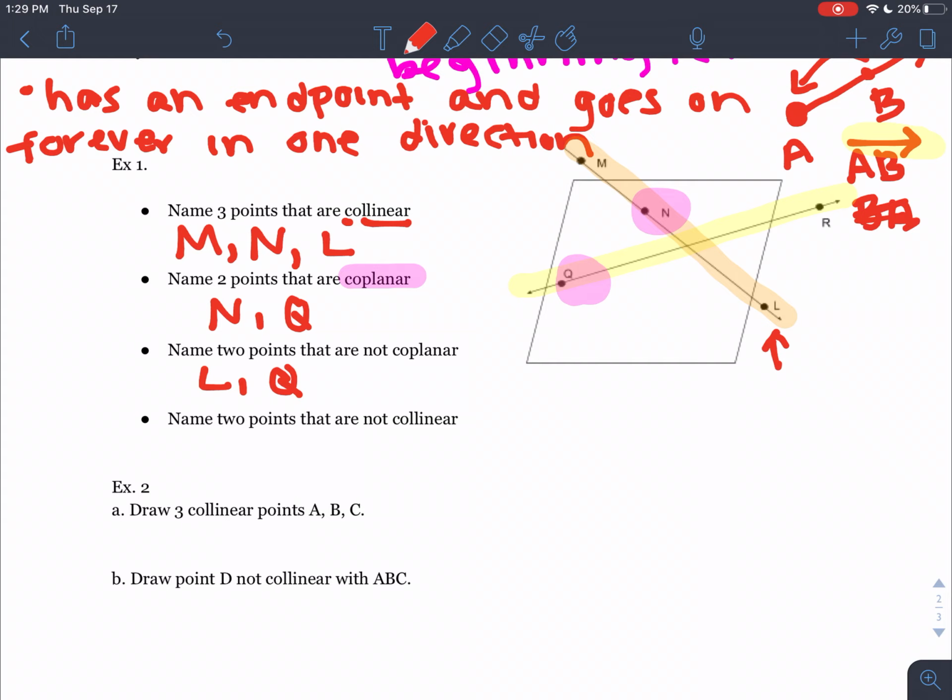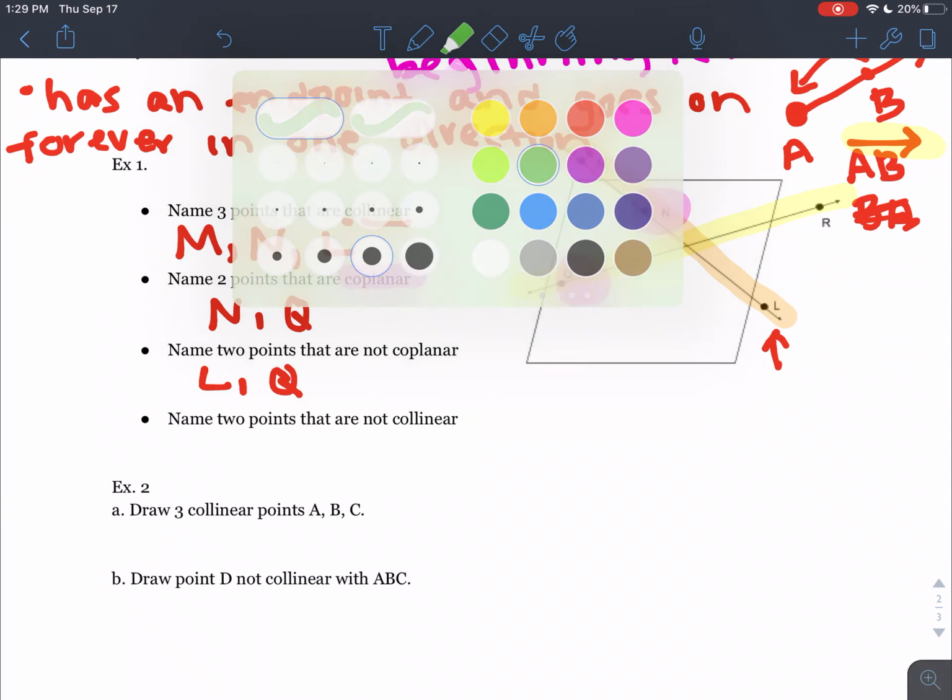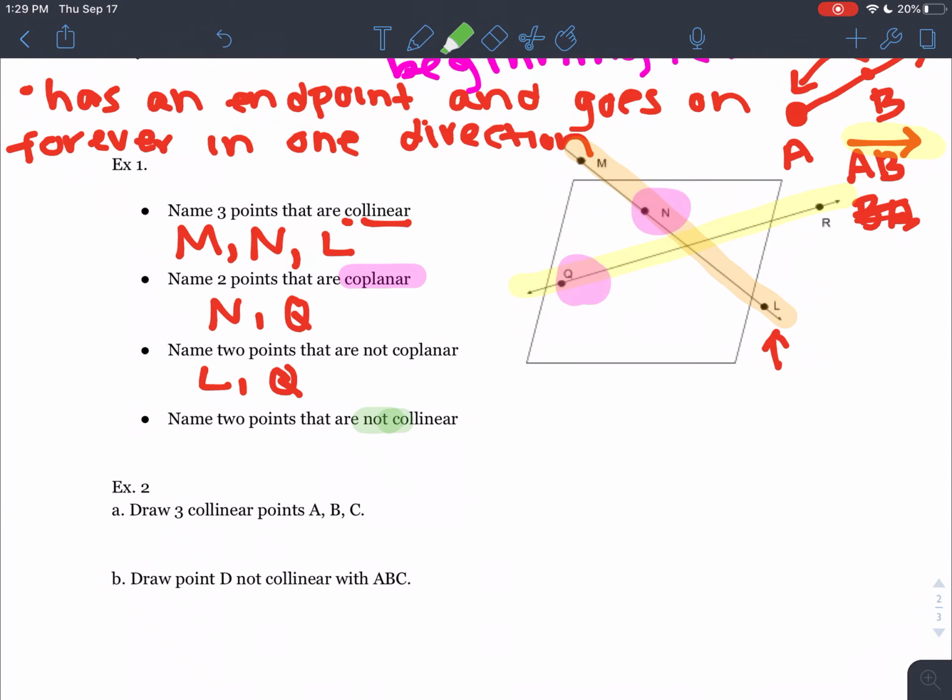Name 2 points that are not collinear. So now we're looking for 2 points that do not lie on the same line. So if I pick one from this orange line, I'll pick letter M. I have to find one that is not on the same line. How about letter R? So in this case, with M and R, those are not on the same line, which means they are not collinear.